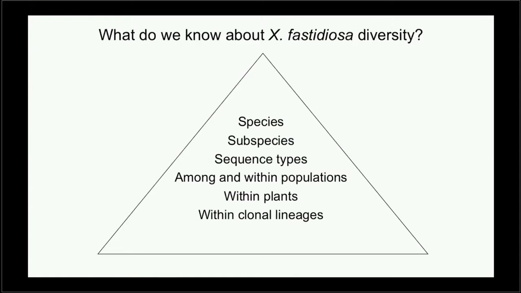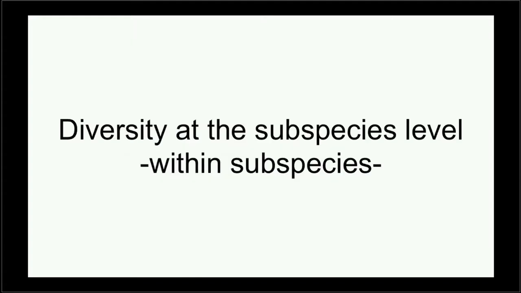So as we go down this pyramid of different levels of resolution, the next group that I would cover would be within subspecies. There's a lot of interest in Xylella fastidiosa subspecies pauca in Europe, for example, or Xylella fastidiosa subspecies fastidiosa, which is where the grape isolates from California fall, and that was just found in Spain. So there's a lot of interest at the subspecies level. So the question is, do we have much diversity there, and does it mean anything?